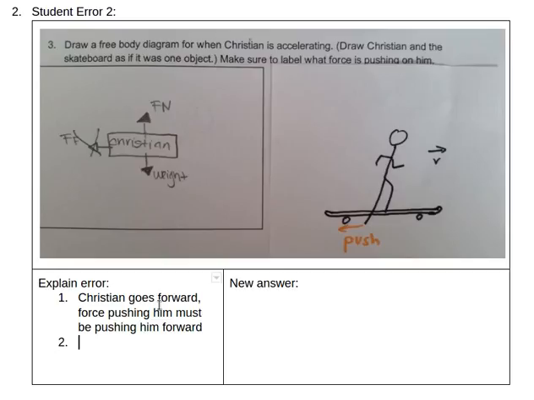The second reason why the friction force is going forward is that friction goes against movement, and it goes against the foot's movement, not against Christian's movement. Because Christian is not the person rubbing against the floor, his foot is. So the friction is going to go against his foot, therefore pushing his foot forward, therefore pushing Christian forward as well.